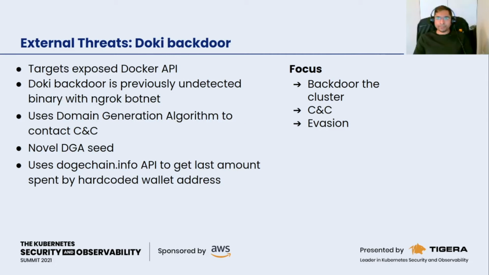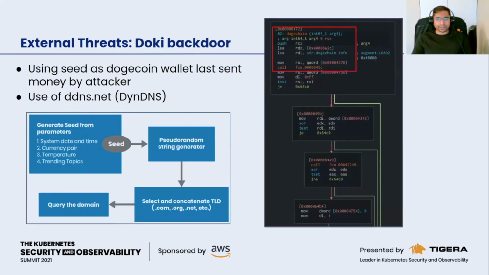But the way they did the backdooring is kind of interesting, where they use the domain generation algorithm, which is a popular trick in the book. They use a novel DGA seed there. If you are not aware of the domain generation algorithm, the way it works is the attacker and its malware running inside a compromised container have access to a common seed, that is current seed pair or temperature of the city or even a trending topic on Twitter, and it will generate a pseudo random string out of that. After that, a TLD like .com or .org is concatenated with that random string.